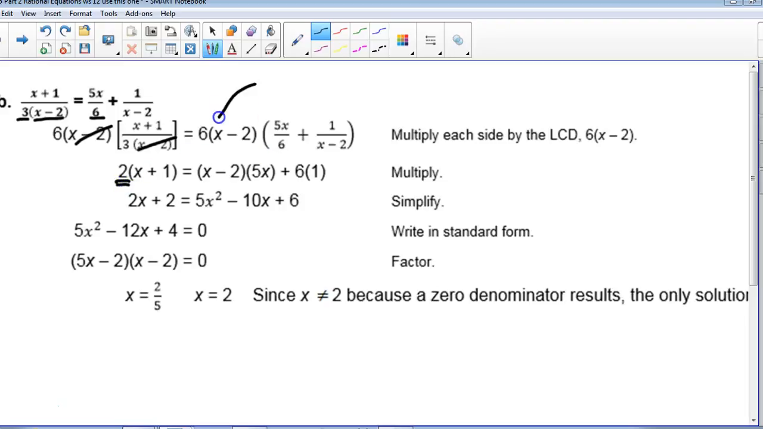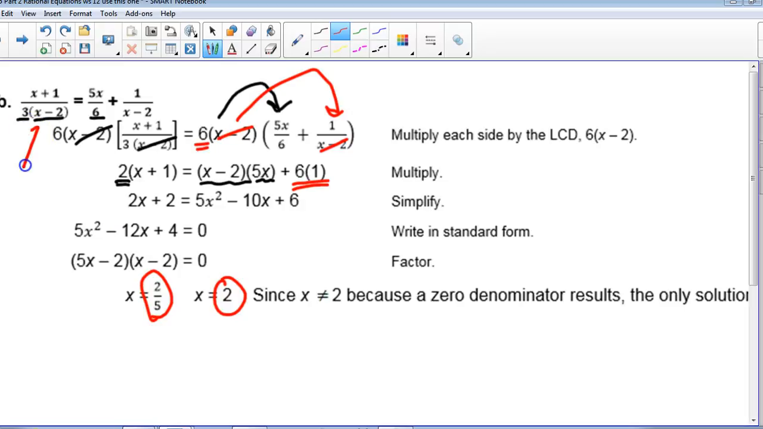And over here, when they multiplied this by this one, the 6's canceled, so they wound up with an x minus 2 and a 5x. And then when they did both of these by this, the x minus 2's canceled, and they wound up with this 6 times 1 back here. All right, so then they FOILed everything out, got it all together, and when they got to the end and solved it, the first thing they noticed was that there was an x minus 2 in the original denominator, so we had to throw this one out because it would have made the denominator 0. Okay, so watch for that.